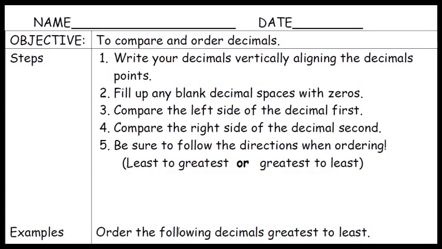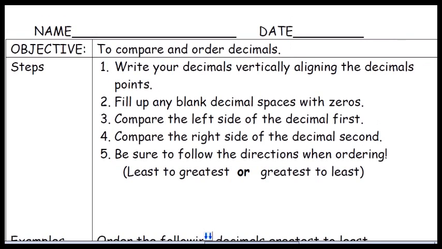Okay, here we go. Today we're going to compare and order decimals. In order to do that, we need to follow these 5 easy steps. Write your decimal vertically. Make sure that the word vertical is stuck in your head. Vertically means going up and down. And align the decimal points. Fill up any blank decimal spaces with zeros.